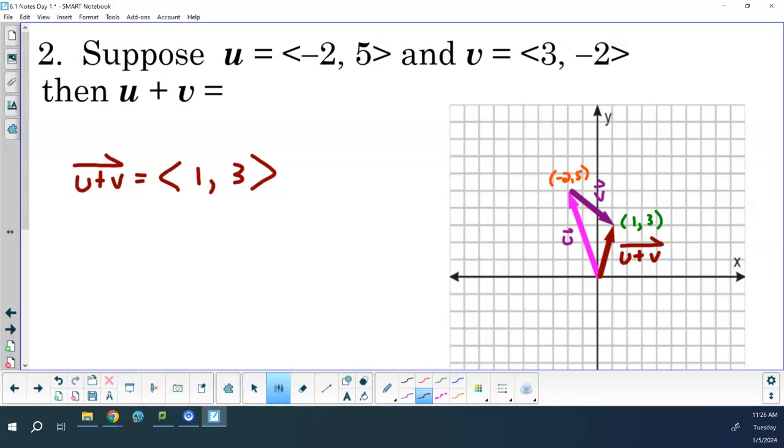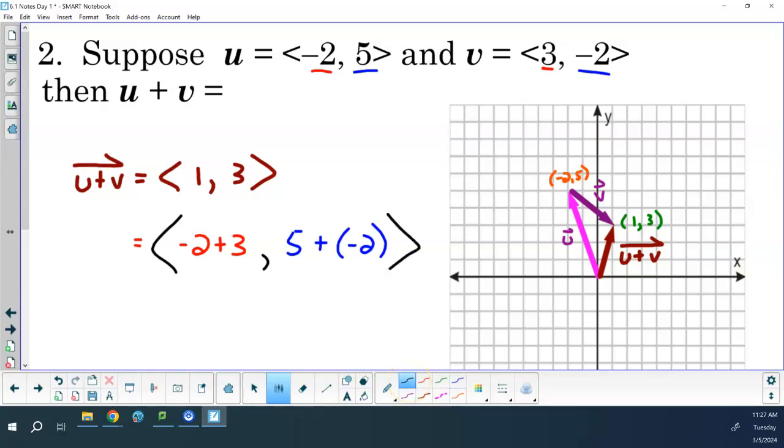So take the horizontal components and add them. Same thing with the vertical component. Yep, exactly. So we could have just taken the horizontal components and gone -2 plus 3, and taken, nope, I used green already. I used pretty much all the colors. And taken 5 plus -2, and gotten the same thing. Okay.